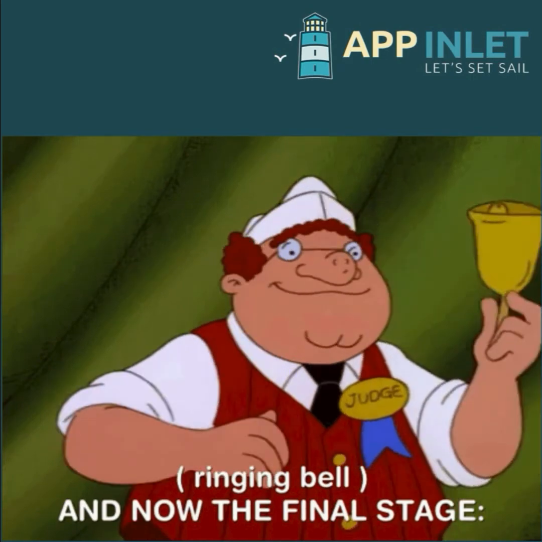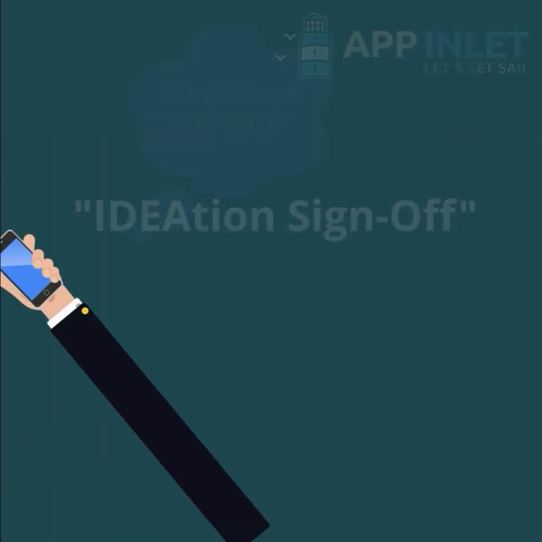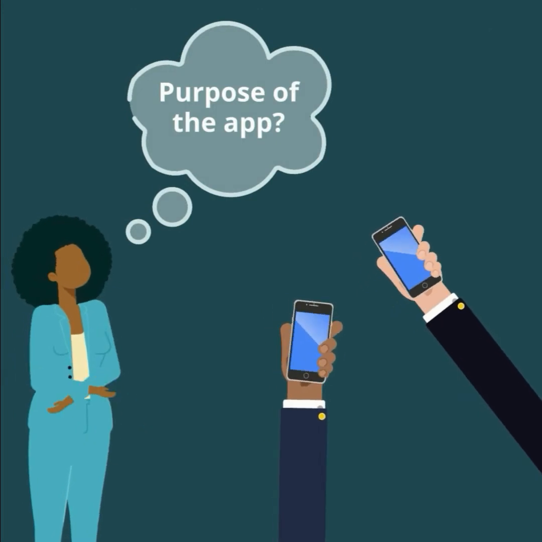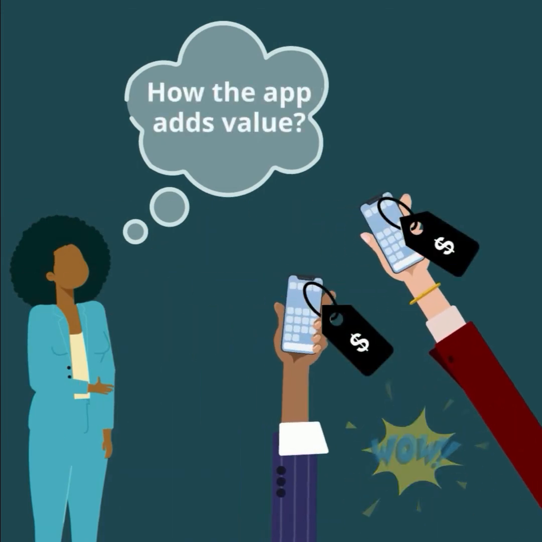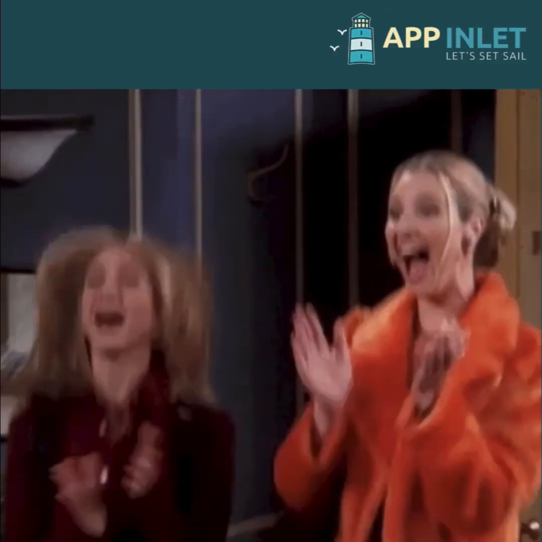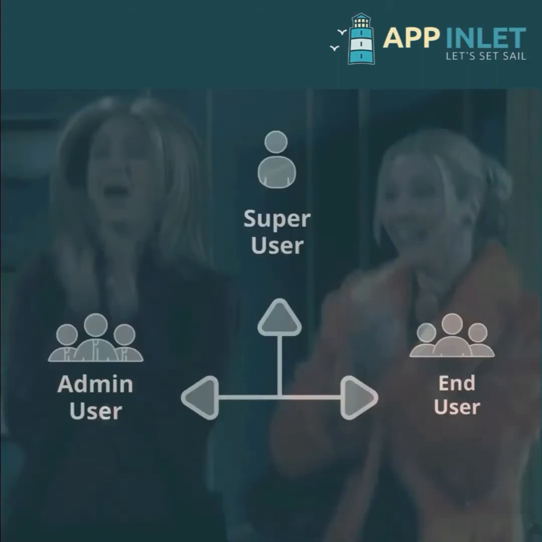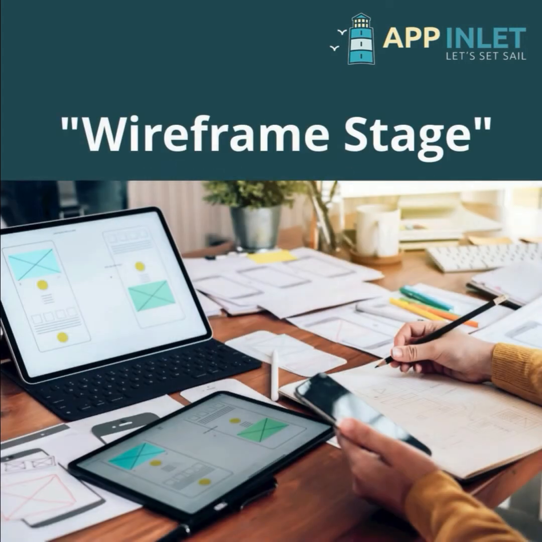How apps are born, part 4 of 4. The final part of the ideation stage is called ideation sign-off. So far, we've unpacked the intended purpose of the app, understanding the different user journeys involved, how the app adds value to each of its users, and the 2 documents. Once our clients are happy with their mapped out user flows and various functions of their app, it's time to move into the wireframe stage.